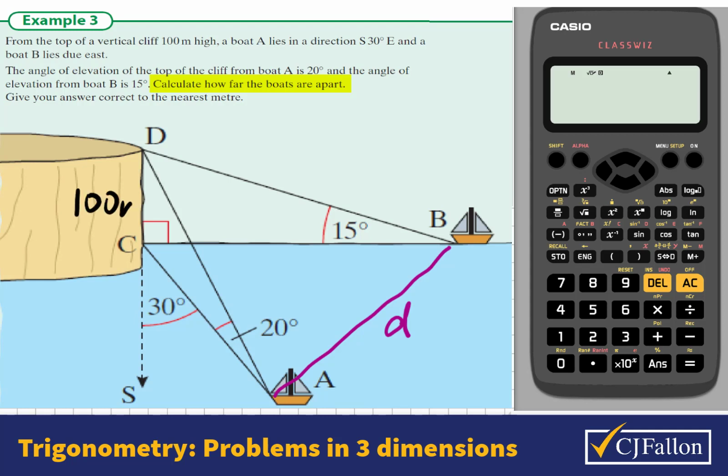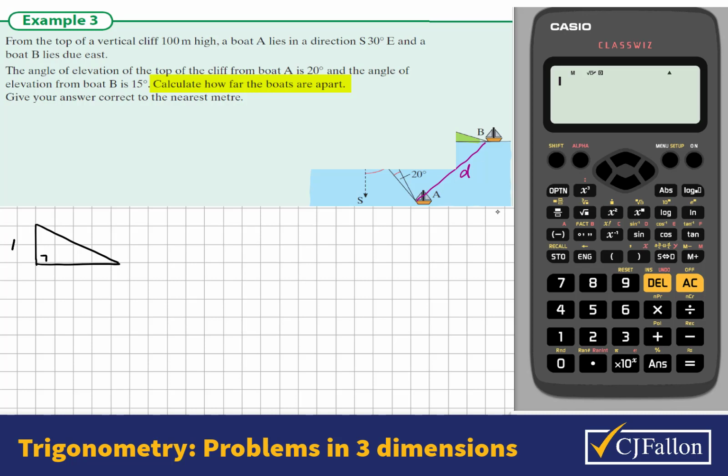Let's break this problem down into simpler triangles that we can solve. Firstly, if we look at this triangle CDB, it's a right angle triangle. We know 2 bits of information already, that CD is 100 meters and it has an angle of 15 degrees. If we label this right angle triangle, we can see that compared to the 15 degrees, the 100 meters is opposite, and this side, X we'll call it, is the adjacent.